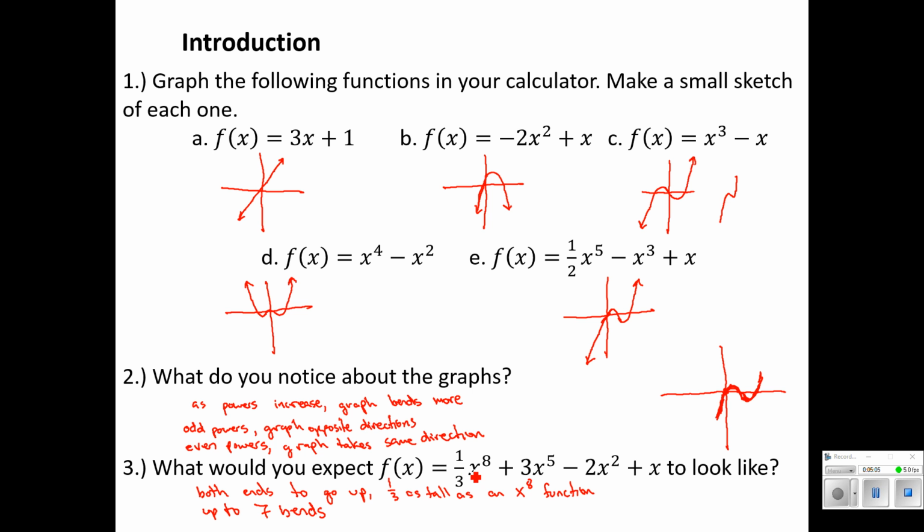And then finally, I see 1/3 x to the 8th. Well, it's positive 1/3 x to the 8th, which means the right side continues to rise, and the left side has to turn and rise eventually as well. So we probably see something like that. It didn't have all 7 bends like we would expect, but it definitely is bending more than a line, and the ends are going in the same direction.